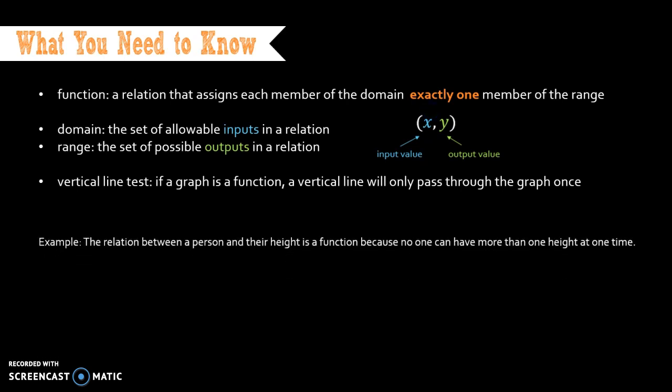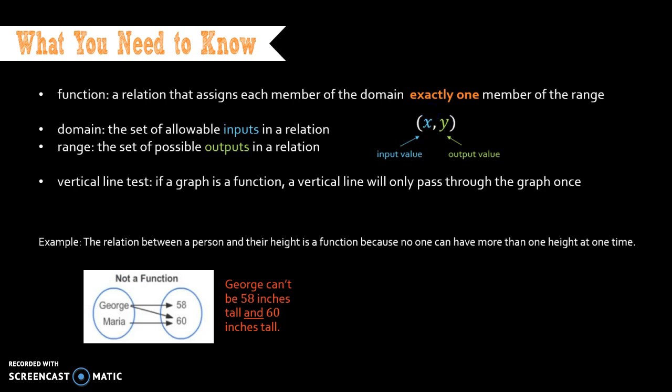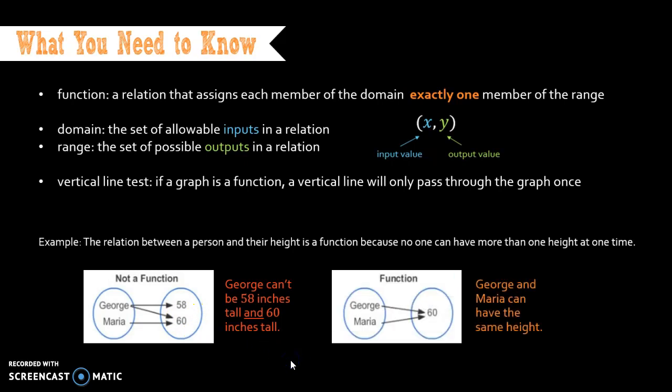For example, the relation between a person and their height is a function because no one can have more than one height at one time. So here's an example of not a function. We have George and Maria, and this map shows me that George is 58 inches tall and George is 60 inches tall. Well, that can't be true. He can't be 58 inches tall and 60 inches tall at the same time. So this is an example of not a function. I have a value in the domain that has two separate range values attached to it. That's not a function. Here's another example.